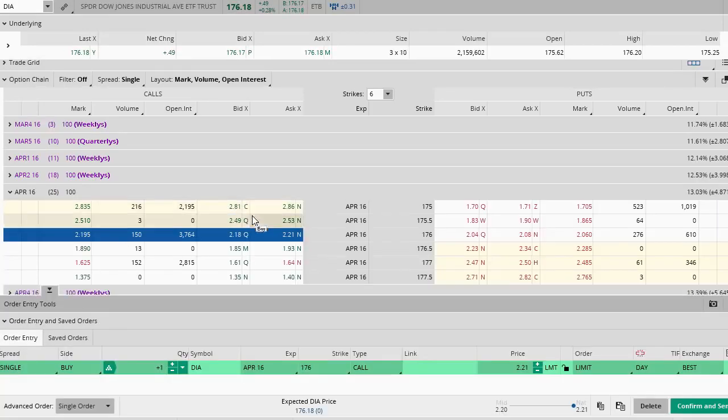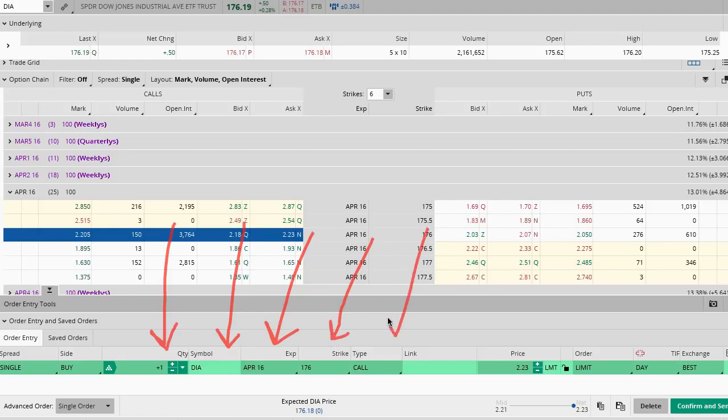That's going to bring up this order dialog box to buy this contract. It's going to look a little familiar, because now we see this option order really take shape based on everything we've talked about previously in track number 1. You can see that the side we're opening is the buy side, so we're buying to open. We've got one contract. The symbol is DIA. The expiration is April 2016. The strike price is 176. It is a call option versus a put option. And finally, the price that we're going to pay, trading live right now, is 2.12.